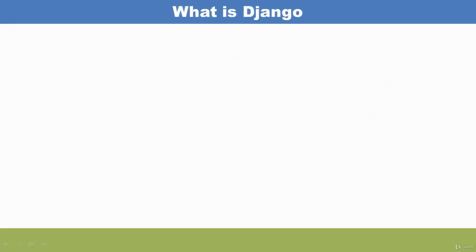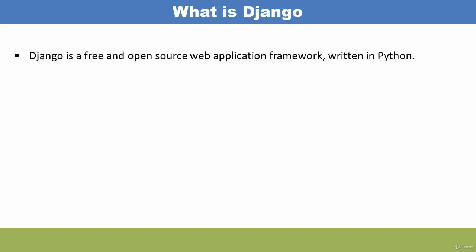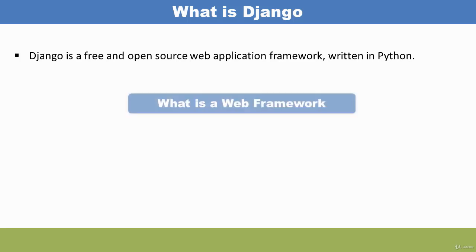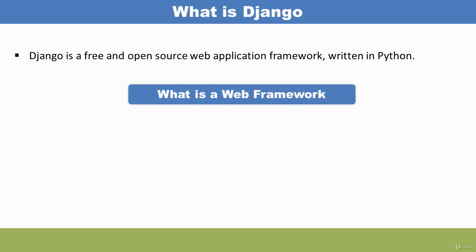What is Django? Django is a free and open source web application framework that is written in Python. Open source means that the framework is open for people to contribute to make it better. So what is a web framework? A web framework is not a programming language. It is written in a programming language, but it is not a programming language.